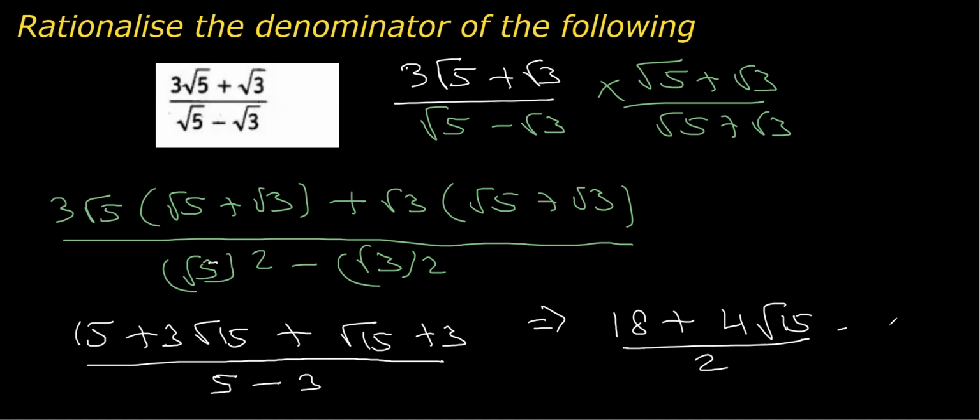So what I'm doing here is I've taken 2 common from the numerator. The 18 will become 9, 4 will become 2, root 15 as it is. That cancels this denominator. So this would be our final answer.